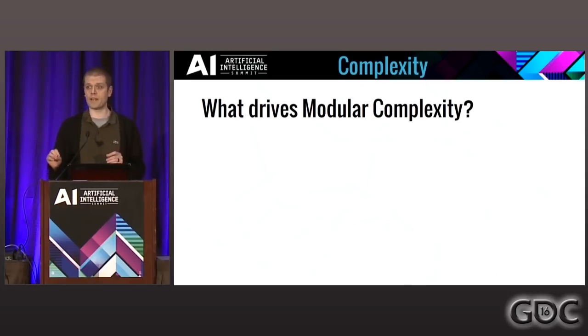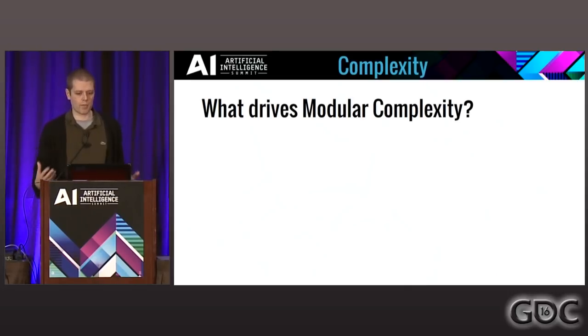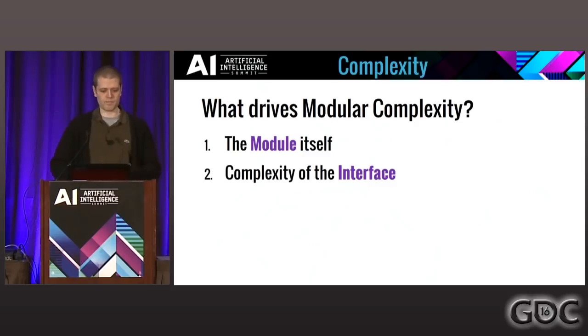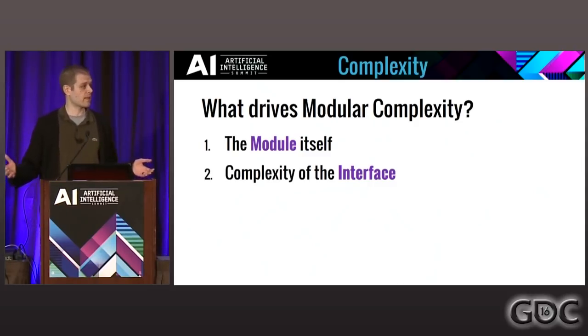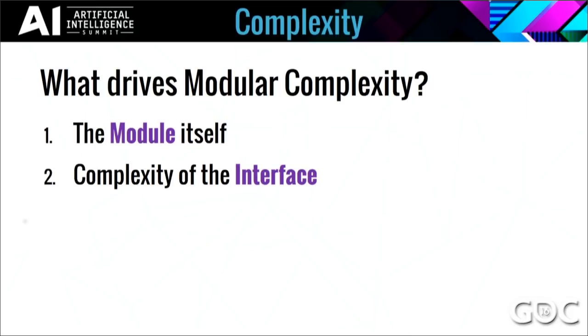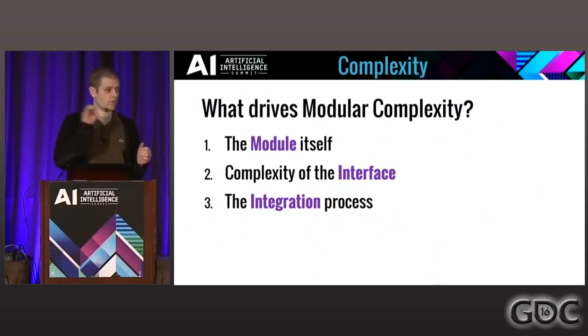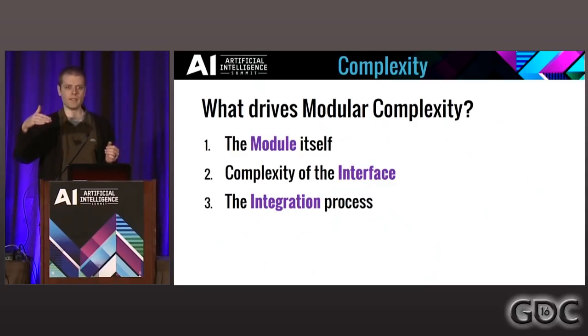So let's make this more specific now. Let's get to the topic at hand. What drives modular complexity? First big driver is the module itself. The more complex your module is, the more complex your modular solution is going to be. Second, the interface: what do these modules look like from the outside? How do we work with these? How do we understand them? And finally, what's the process for taking these modules and piecing them together? How complex is that? For the remainder of my talk, I'm going to go through each of those three areas and talk about how complexity grows at each level and how we can manage it.